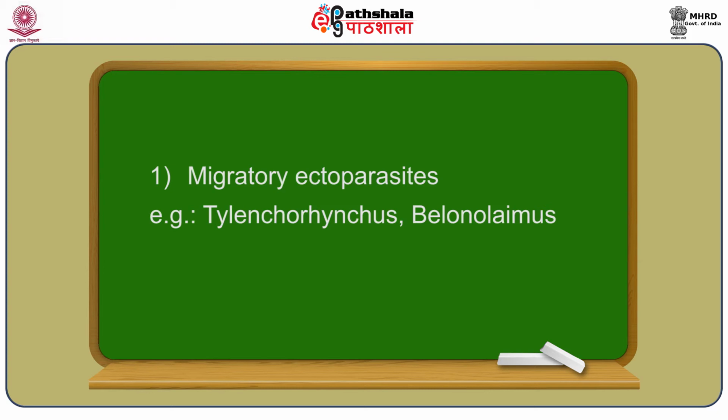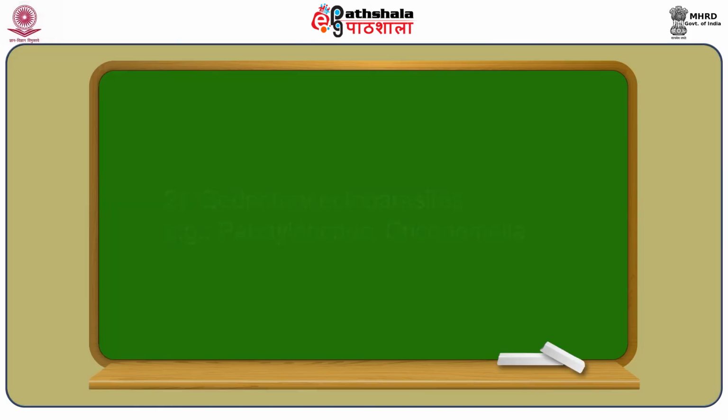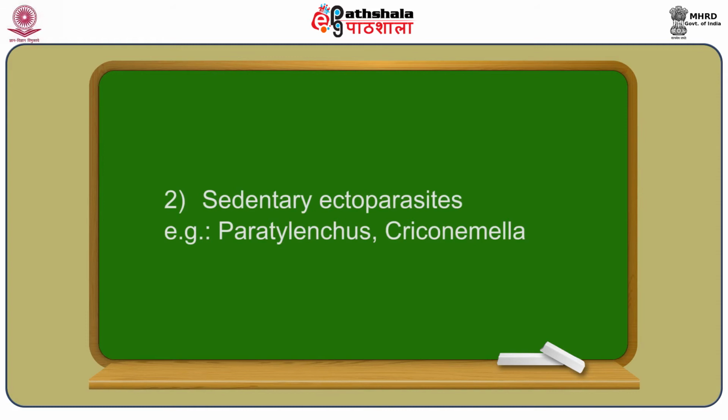Tylenchorhynchus possesses a short stylet and feeds on epidermis cells, causing little damage to the plant roots. No galls are induced. Second one, sedentary ectoparasites. Sedentary ectoparasites such as Paratylenchus have been observed feeding on the same cell for many days. Depending on the species, the food cell can be an epidermal or cortical cell.